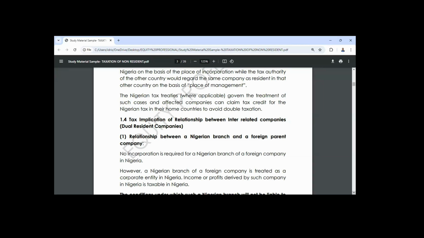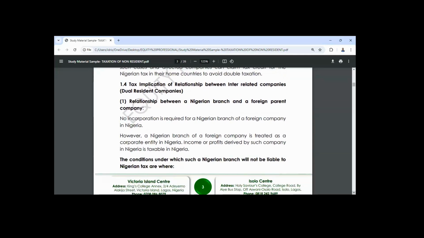Meaning that ABC Incorporation, the company is located in Canada. They now have a branch in Nigeria. What is the tax implication of that situation, when they have a head office in Canada and a branch in Nigeria? One of the tax implications is no incorporation will be required for the Nigeria branch of a foreign parent company, of a foreign company in Nigeria.